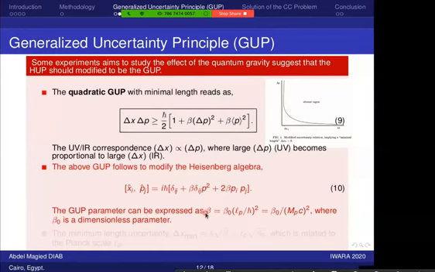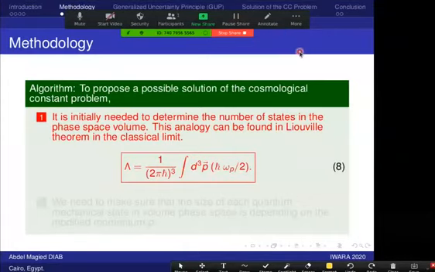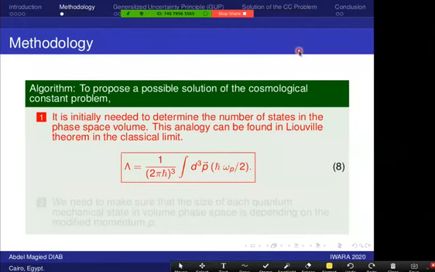From this quadratic GUP, we can find that the minimum length uncertainty, delta X minimum, is related to the GUP parameter, in the order of the Planck length. We will go back to the slide of methodology, where the main objective of our work is presented.